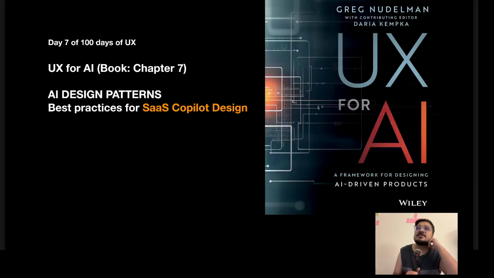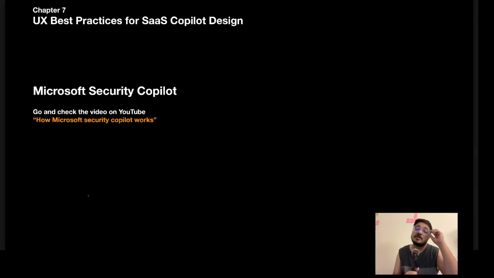Today I read this chapter called AI design patterns, and within that, they have shown the best practices for co-pilot designs. It's mostly about layout, like how we can choose the layouts for different AI co-pilots. So let's start. One video you can see was really insightful.